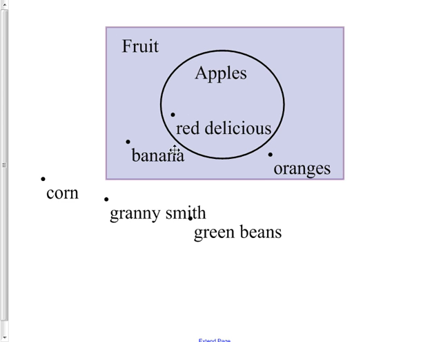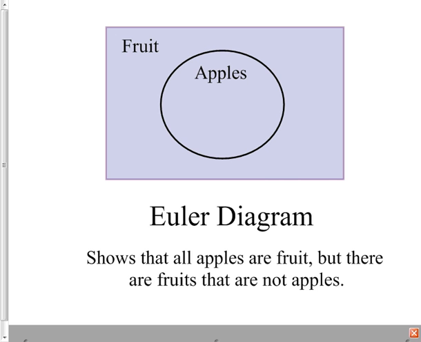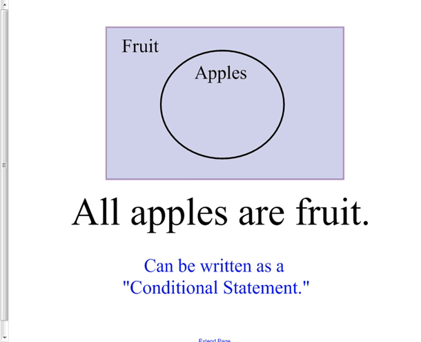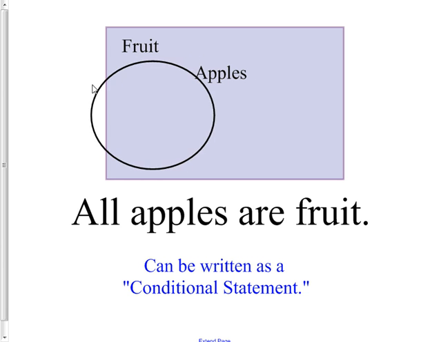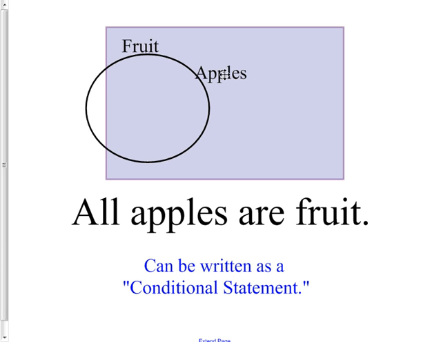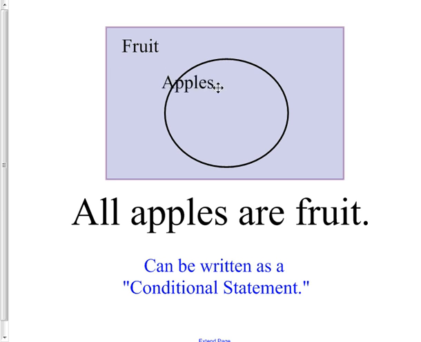Most of the time, you're just going to see Euler diagrams that look like this. So this statement here would be all apples are fruit, because all the apple circle is inside this fruit rectangle. If I move the apple circle to like here, this would signify that some of the apples are not fruits, but some of them are. But apples are all fruits, so that would be this statement. And it can be written as a conditional.